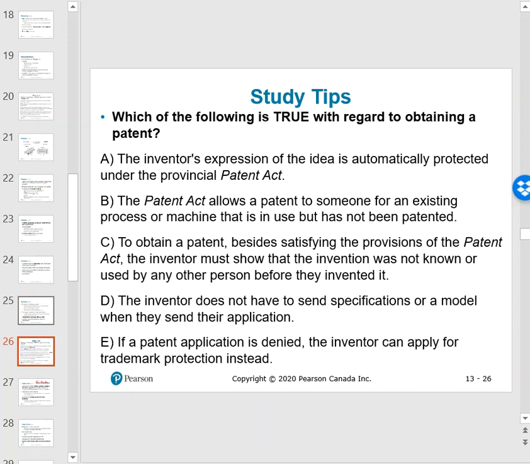Yes, the right answer is C. So there were those requirements to have a patent granted, and this one, that the invention was not known or used by anyone before the invention. So this is one of the requirements. Right. Are we good? Any questions here with any other options?